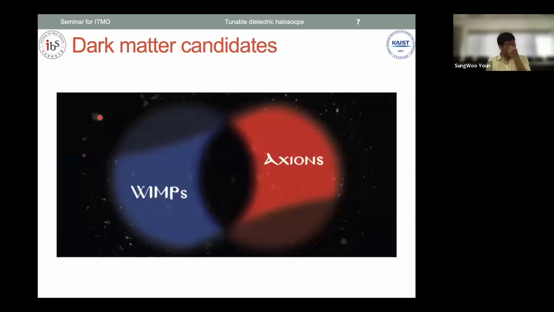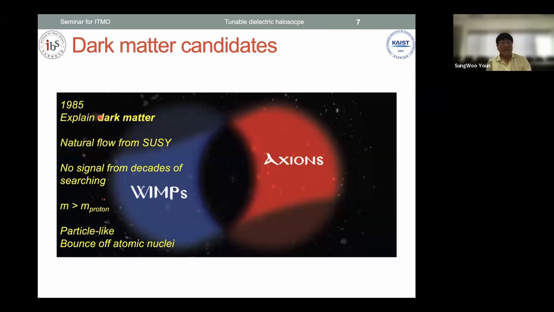Okay, there are two major candidates for dark matter, as you well know. There's the WIMP, and then we have the axion on the other side. First the WIMP. The name WIMP was first used in 1985, and it was introduced to simply explain dark matter itself. Later, it turned out that it has a very natural connection to the supersymmetric particle, which is called the WIMP miracle. There have been decades of experiments and effort to look for a WIMP signal, but no evidence has been claimed so far. Nonetheless, the experimental effort is still going on.